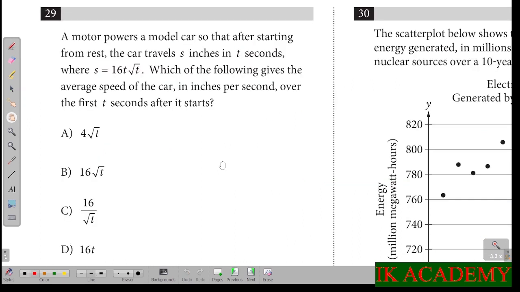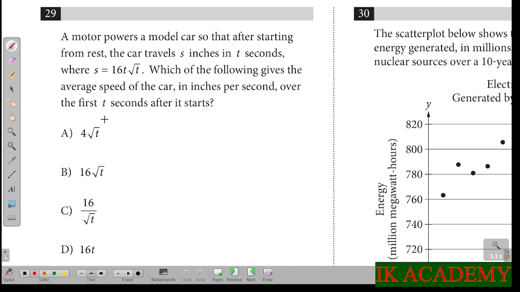Question number 29. It says a motor powers a model car so that after starting from rest, the car travels s inches in t seconds, where s = 16t√t. Which of the following gives the average speed of the car in inches per second over the first t seconds after it starts? Here we have the 4 options. One of the options is correct.